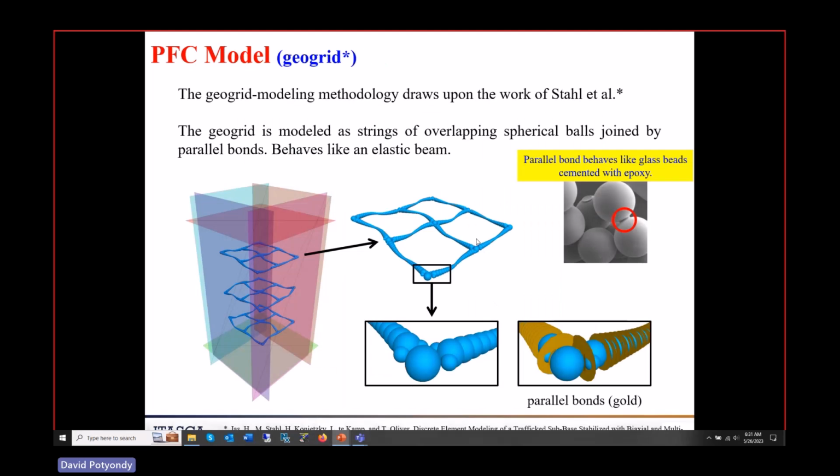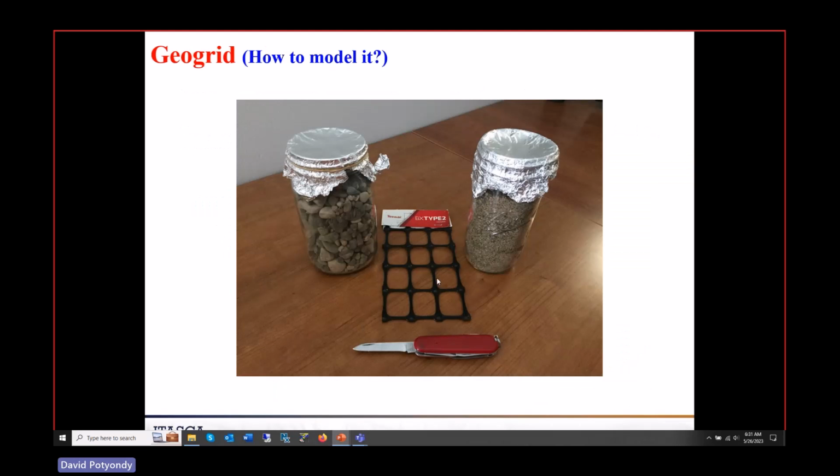This work was all done as an entire PhD study by a person in our German office who was an intern who actually got funded by a company called Tensar. Tensar makes geogrids. It's very interesting. So this is what Tensar makes, right? They're a very big international company.